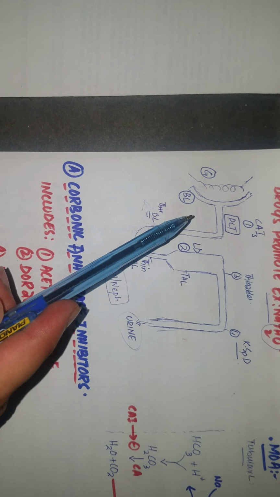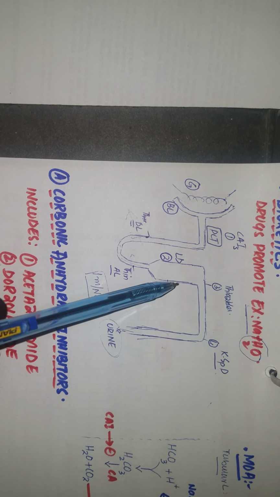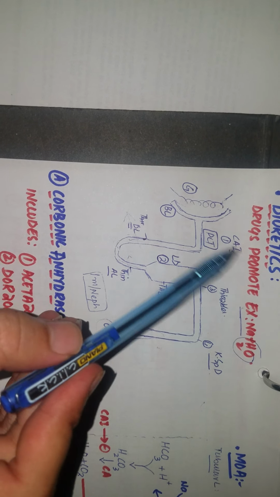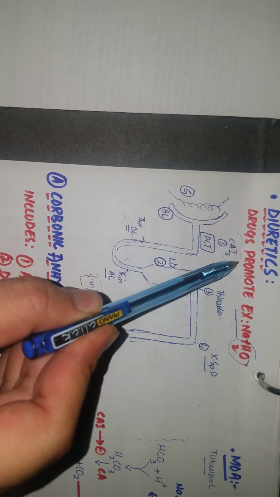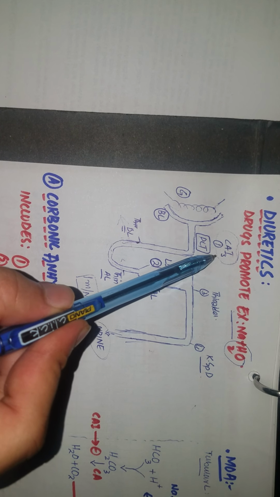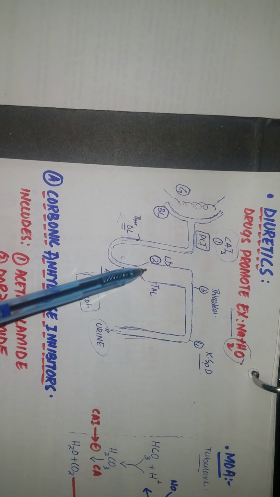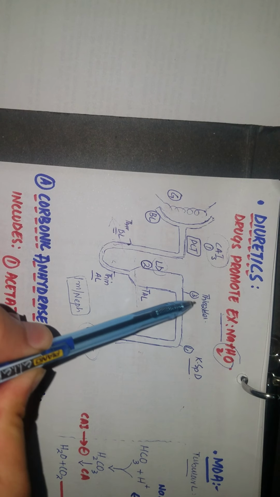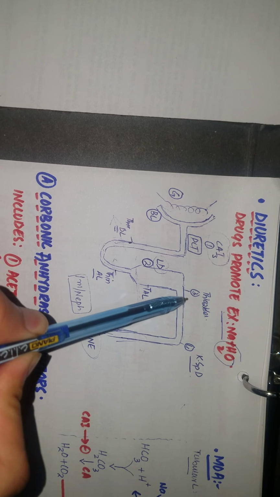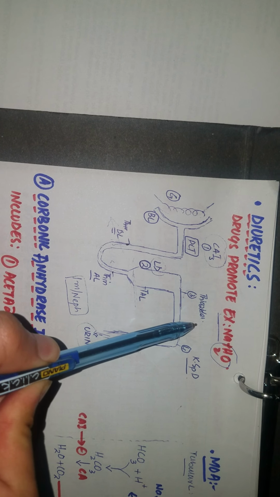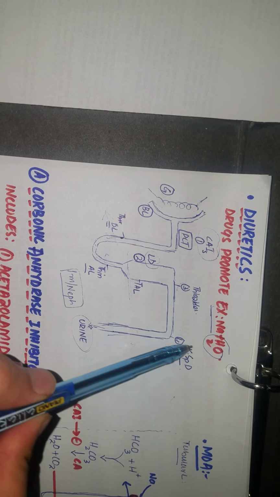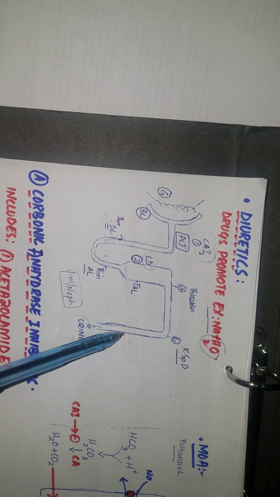Now we will discuss three different sites where the diuretics mainly work. The first one is the proximal convoluted tubule, where the carbonic anhydrase inhibitors work. The second one is the thick ascending loop of Henle, where the loop diuretics work. The third one is the early part of the distal convoluted tubule, which is where the thiazides work. We also have potassium sparing diuretics, which work at the collecting tubule and the late distal tubule.